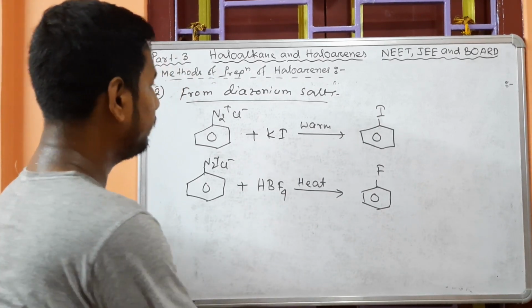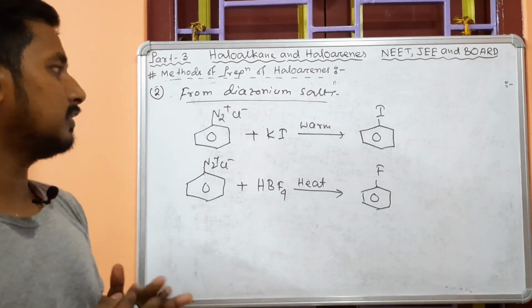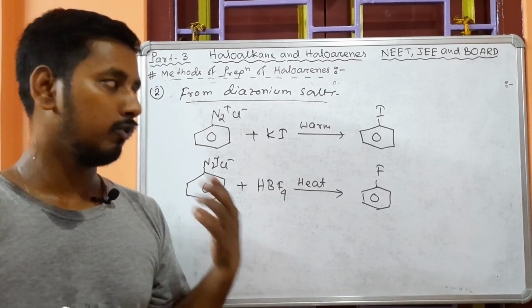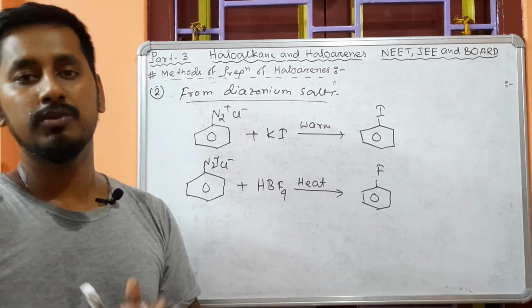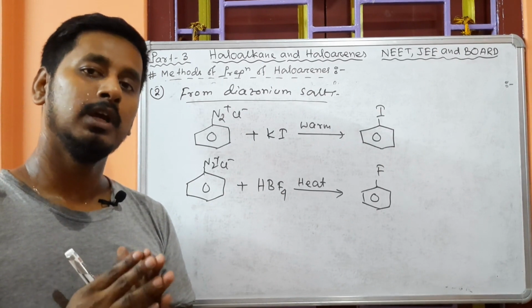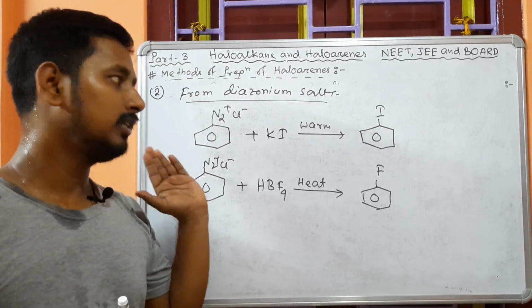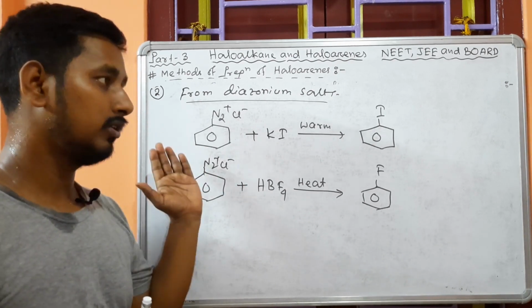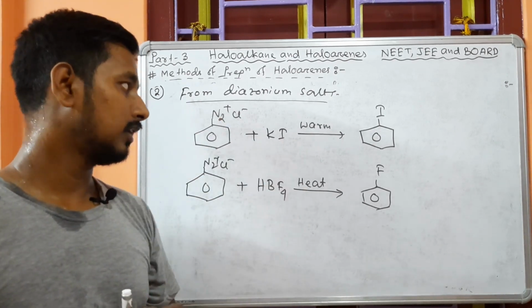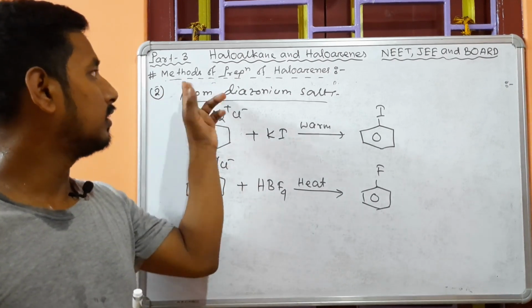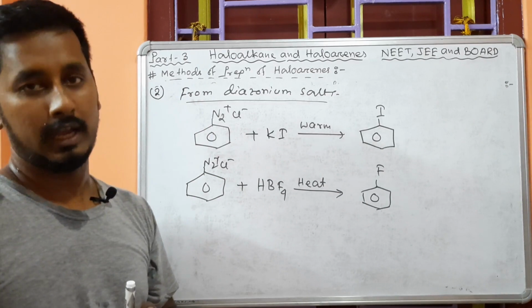So by using these two processes, you can prepare halobenzenes. You can prepare fluorobenzene, iodobenzene, bromobenzene, chlorobenzene. So different halogen products you can prepare by using this type of reactions. In this video we discussed methods of preparation of haloarenes.